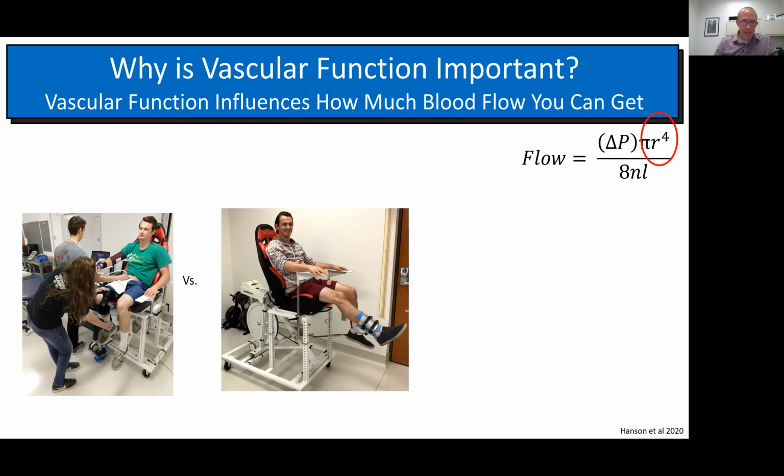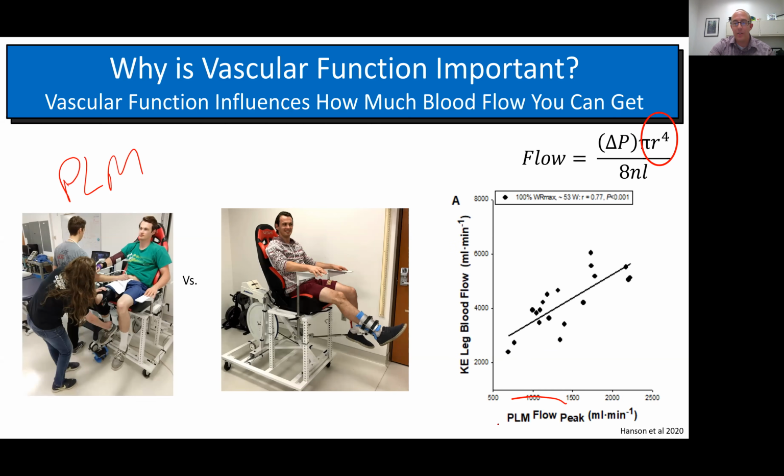This is a test I'll show you in a minute. This is called passive leg movement, or PLM. We're measuring how much blood flow they can get in response to just moving someone's leg back and forth. It tells us a lot about how much nitric oxide is around and how many arteries are around. What we did a couple of years ago was we measured vascular function with this PLM test and then compared it to how much blood flow they could get during maximum exercise.